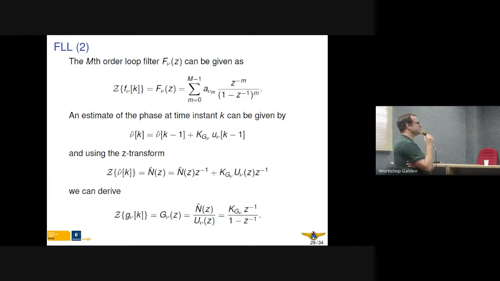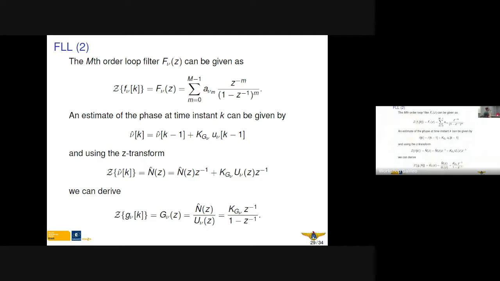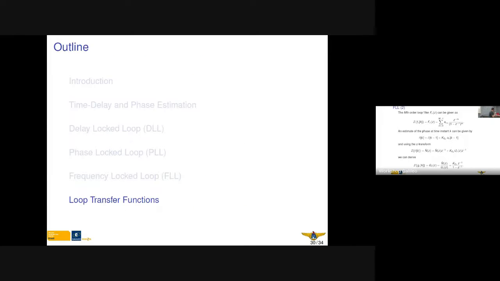We can use the Z transform as we are in a discrete domain. Here, N hat is the Z transform of nu hat. And we can then again derive the transfer function of the integrator, and it's the same. We just have a different gain coefficient, k, g, nu, z to the minus 1, over 1 minus z to the minus 1. And so this is an integrator again.